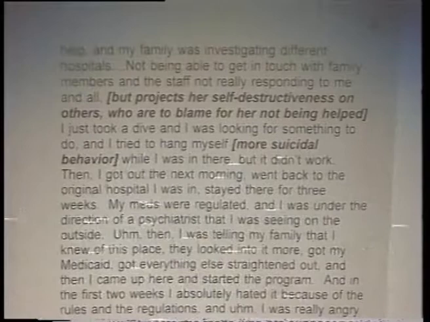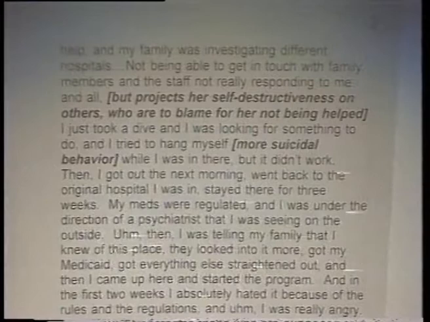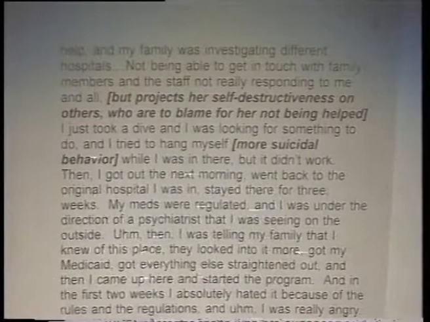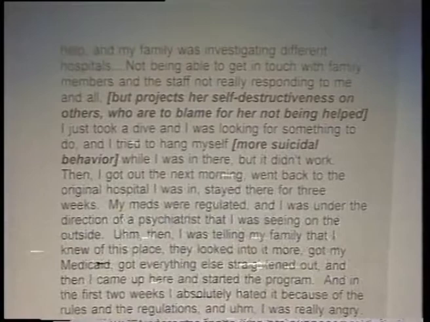You see, Kernberg's already saying that she shows evidence of being angry at others. So the problem is not her. The problem is that others are not being helpful enough.